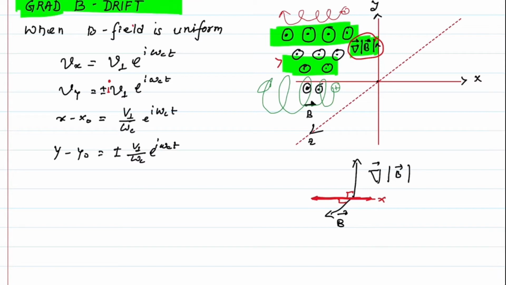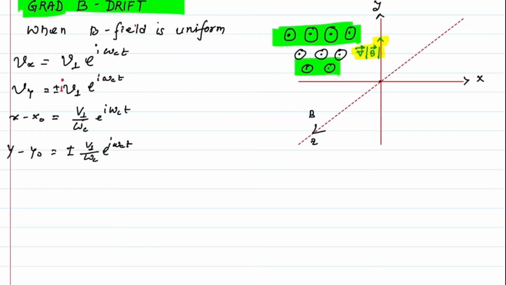Okay, drifting of the guiding center takes place. It is different for different charges: for an ion it is in this direction, and for an electron it will be in this direction. Okay, so hope you have understood this. So now let us discuss the mathematical part.